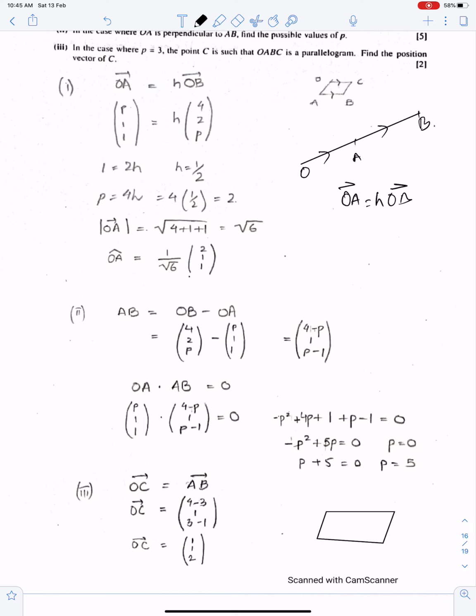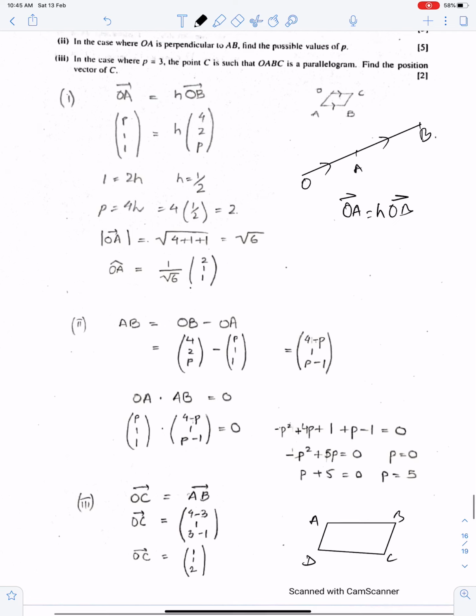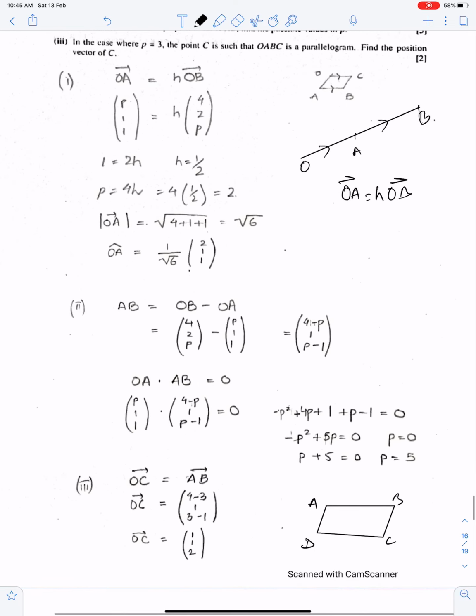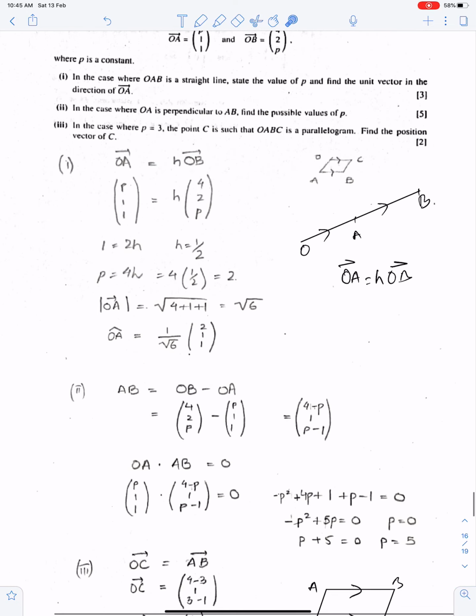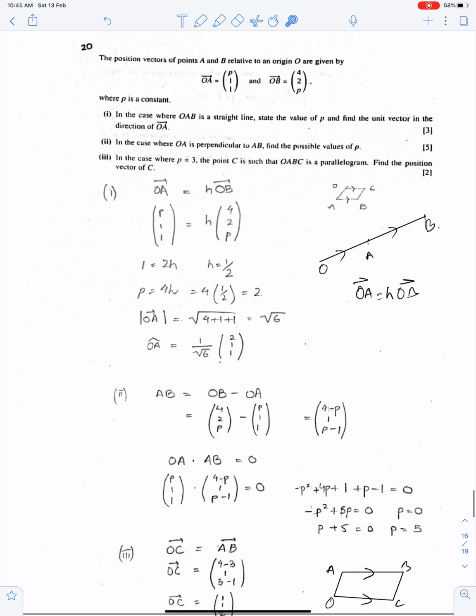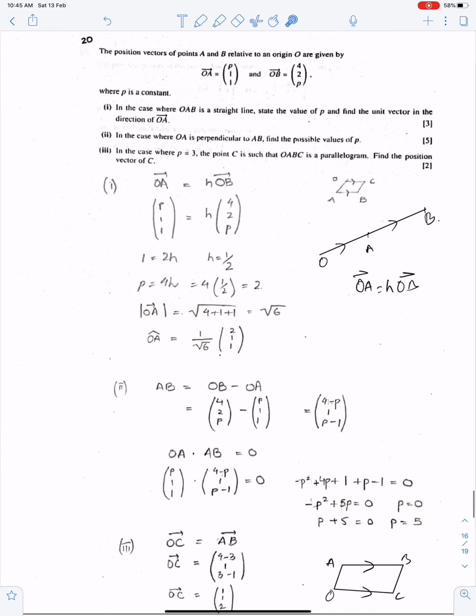So this is A, B, C, D. We need vector which is parallelogram OABC. Okay, let me correct this. OABC. So OC is equal to AB. Use this equation here and get the answer. This is vector OC. Always make a rough sketch. This will help you because in parallelogram opposite vectors are equal.